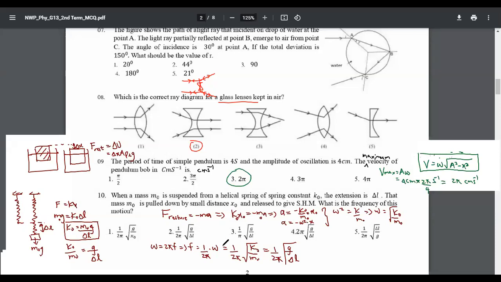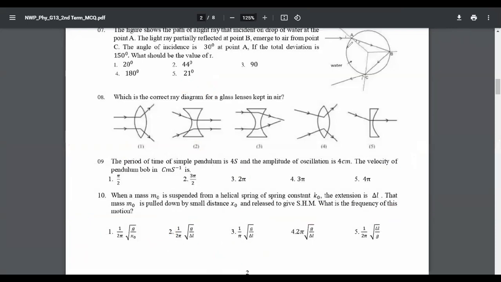Therefore, the answer is the third one. No, the second one, because in the third one, 2 is missing. Second one. So that's the answer for the 10th one. Good. Done. Yes, you can use 1 over T also. You will get the same answer.